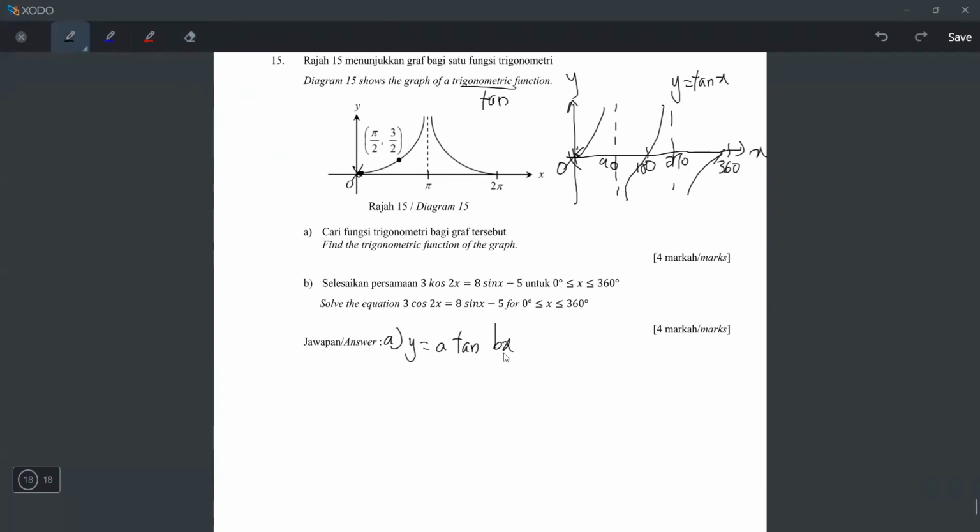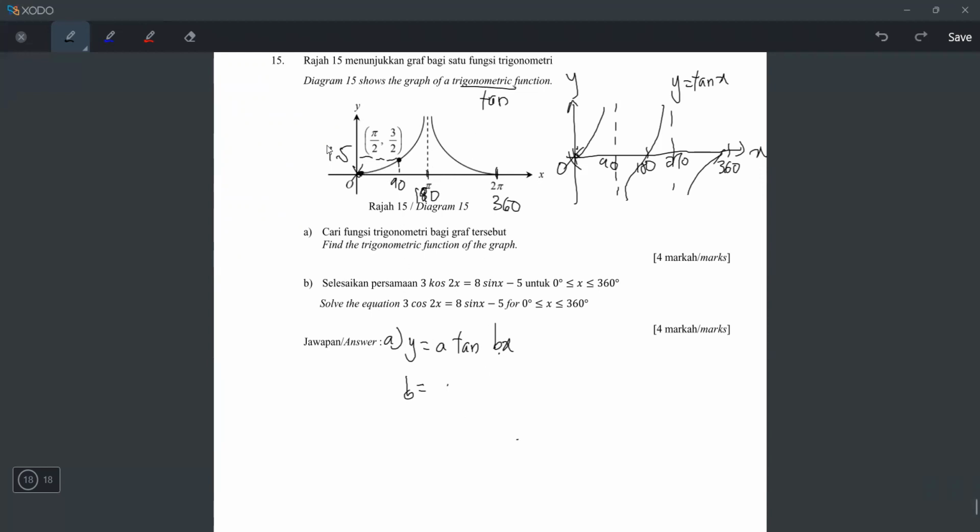But the b and a are not 0, because the b will tell you number of cycle in 360, and then the a will tell you the amplitude, right? So if I erase this and erase this, so what is the b then? What is the number of cycle in 360? Okay, if I look at this, 2 pi is 360, and pi is 180, and then pi over 2 is 90, and then 3 pi over 2 is here, 270.